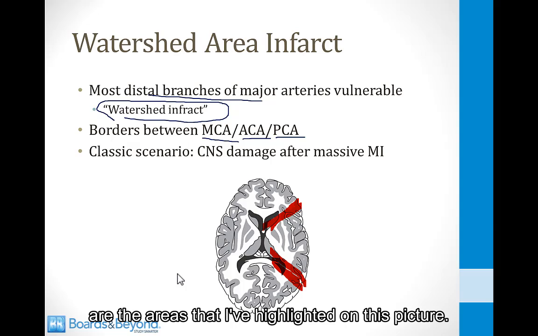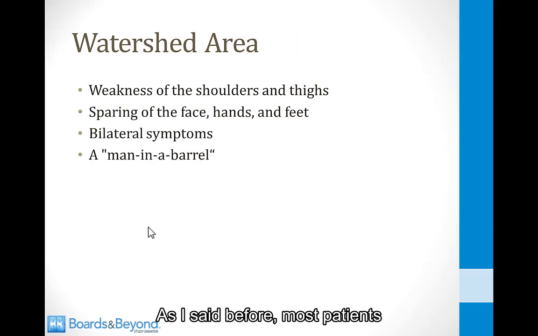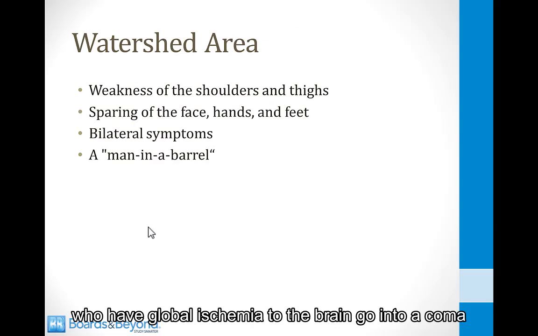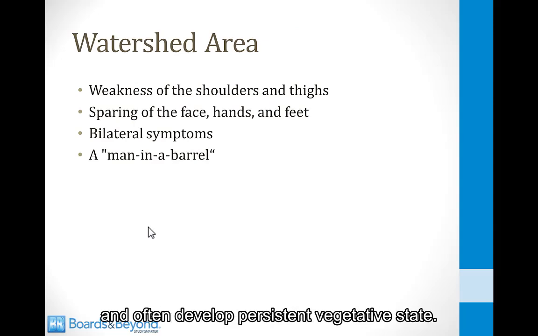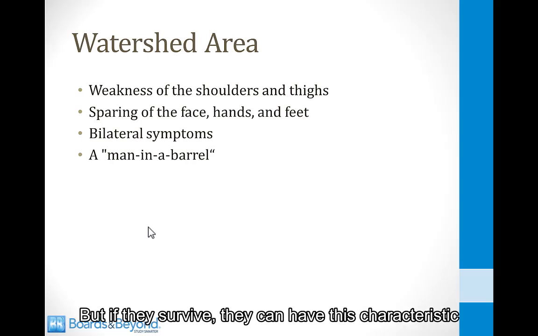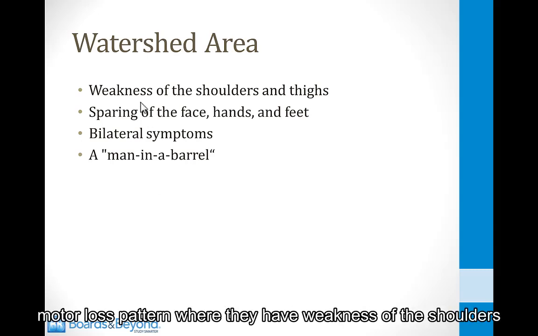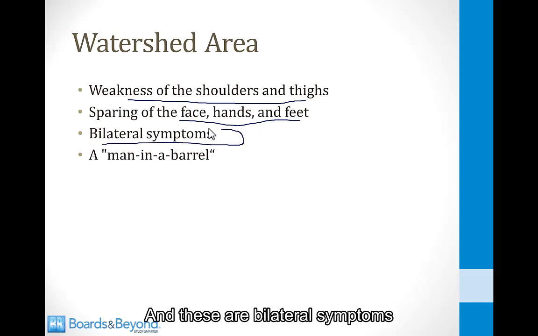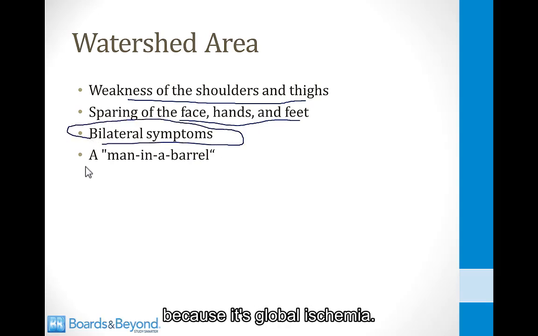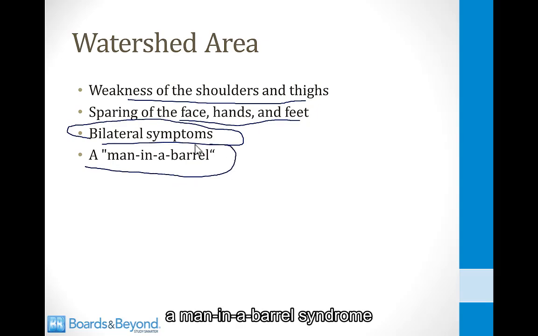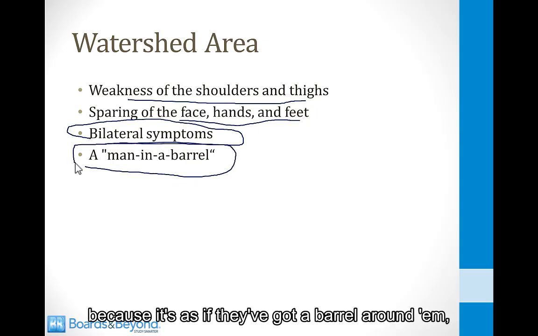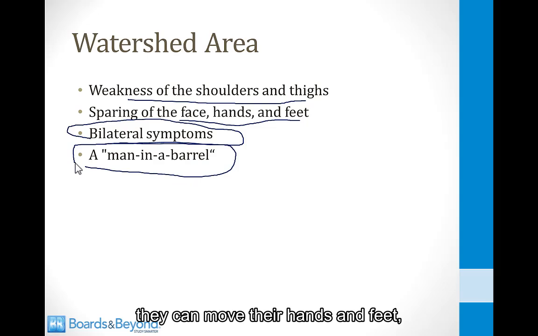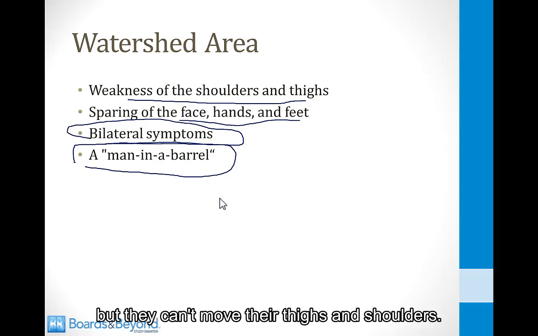on this picture. As I said before, most patients who have global ischemia to the brain go into a coma and often develop persistent vegetative state. But if they survive, they can have this characteristic motor loss pattern where they have weakness of the shoulders and thighs, but sparing of the face, hands, and feet. And these are bilateral symptoms because it's global ischemia. And this is sometimes described as a man in a barrel syndrome because it's as if they've got a barrel around them. They can move their hands and feet, but they can't move their thighs and shoulders.